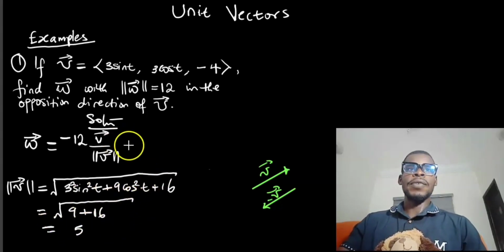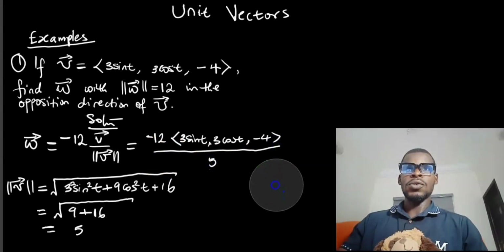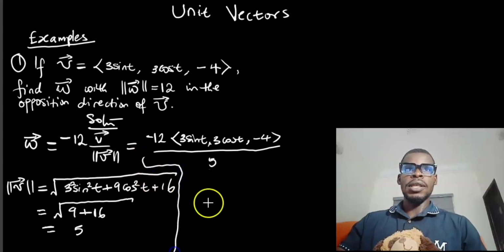Okay, length of vector v, which means we can rewrite this vector w as negative 12 times the vector itself without touching it. That is 3 sine t, comma 3 cosine t, and then negative 4. We divide that by the length of vector v, which we've discovered as 5. So that's just what I'm going to put down there. Maybe we want to do a little more work on that.